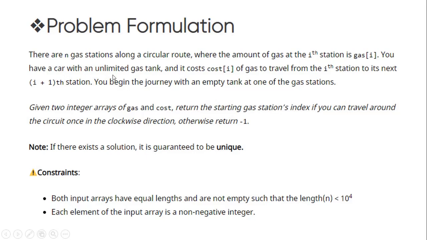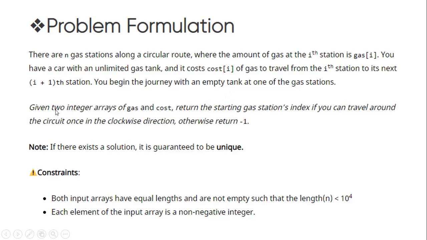You have a car with an unlimited gas tank and it costs cost at the ith station of gas to travel from the ith station to the next station, which is i plus 1. You begin the journey with an empty tank at one of the gas stations. Now please note, this is the gas station that we have to find. That is the gas station where we can begin the journey.